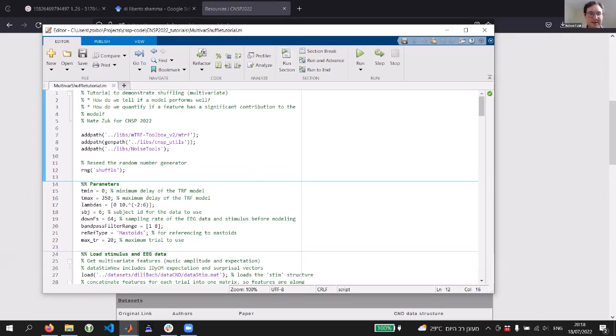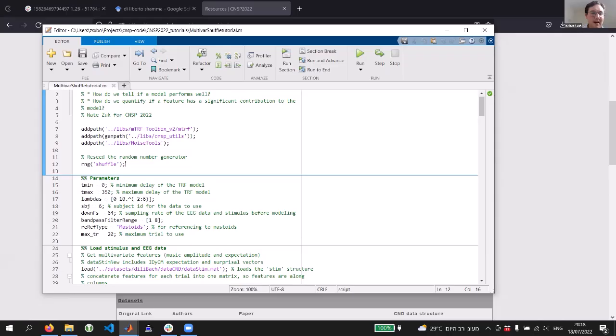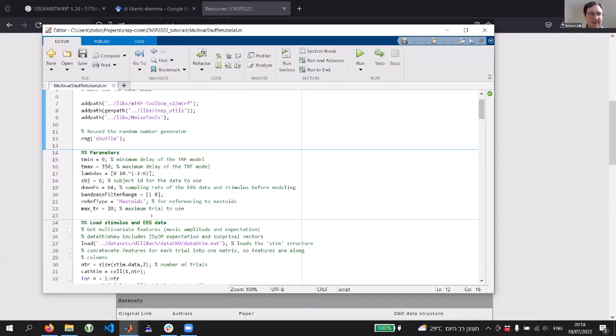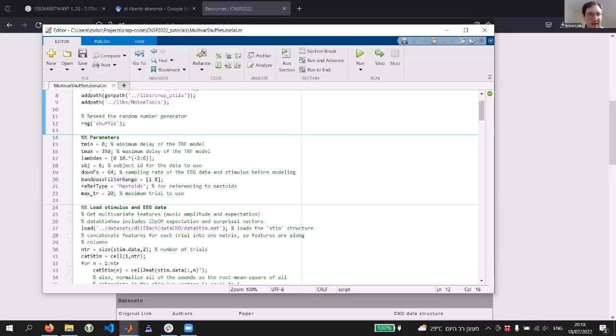These are the dependencies. I don't know if you've seen this, but when you first start MATLAB, it starts with a specific seed for the random number generator. So I'll just randomize that to start. It'll be relevant when we're looking at how well the model does.